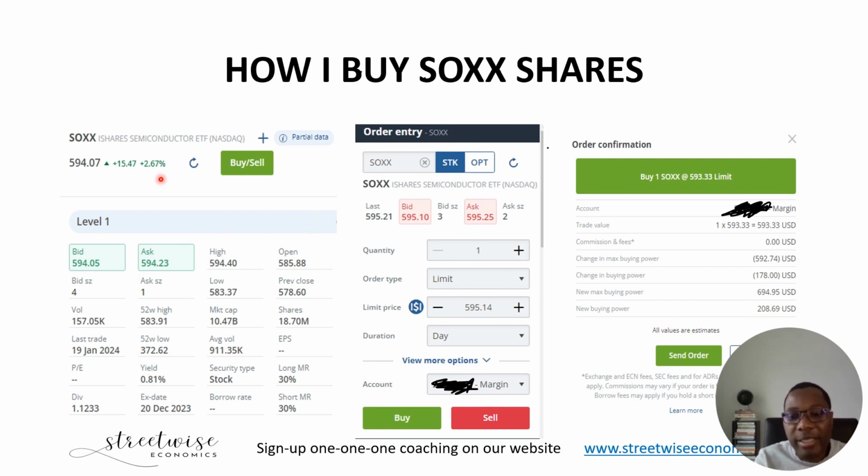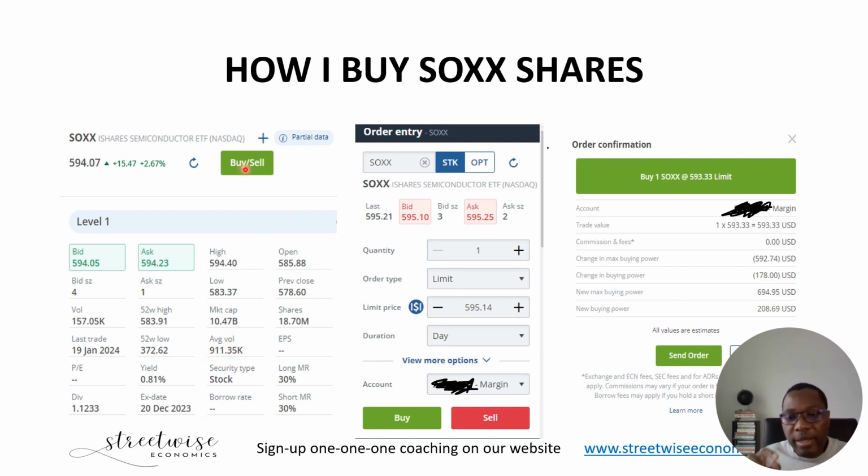Now, to the business of the day, this is how I buy the shares for the SOXX ETF. I essentially go and search for the ticker name SOXX, and today it's Friday, and when I checked, it was actually 3% up. It's very volatile, it goes up and down, but it has very good volumes. You can see here the average volume today is about 900,000, but usually it's about 1 million.